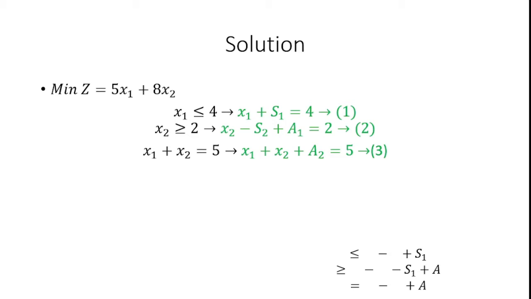So when I add variables to a constraint equation, let's see the three conditions. If I have a less than or equal to symbol, I just add a plus slack variable only. If I have a greater than or equal to symbol, I have to introduce a slack variable with a negative sign, and I also add another variable, which is called an artificial variable. The third condition is, if I have an equality symbol in the constraint equation, I just add an artificial variable into that equation.